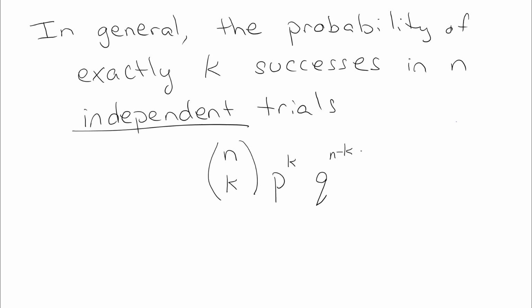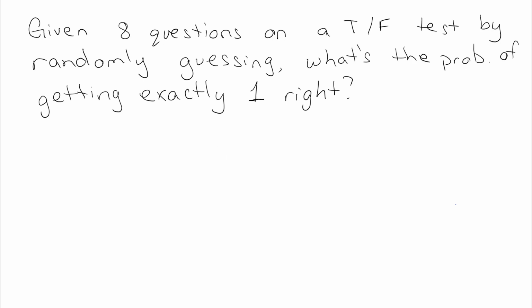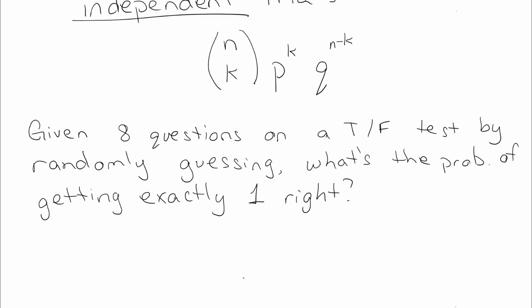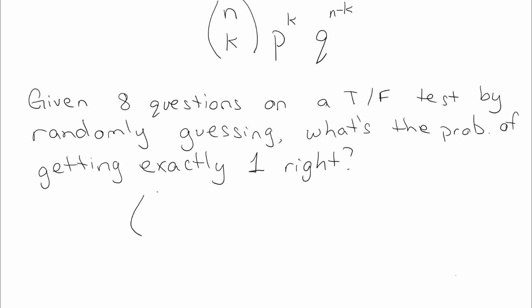What blows my mind even more is if you try and apply this to, well, what happens if you just guess on a lot of tests? That's pretty cool, so let's go play with that. Say we have a true-false test with 8 questions and we're just going to randomly guess. This is like flipping heads and tails again. What's the probability of getting exactly 1 right? Looking at our formula, it's going to be 8 choose 1, times a 1/2 chance of getting exactly 1 right and a 1/2 chance of getting exactly 7 wrong.